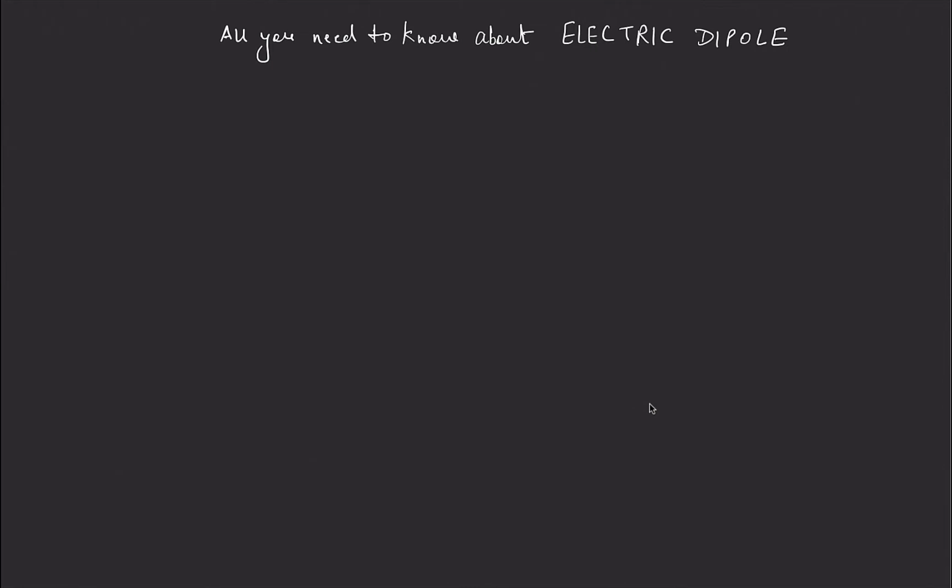So let's say there are two charges, a minus q charge and a plus q charge, and the distance between these two charges is fixed, and that distance is, let's say, 2a. So we define dipole moment for an electric dipole as follows.